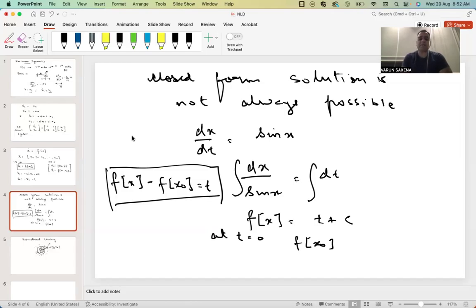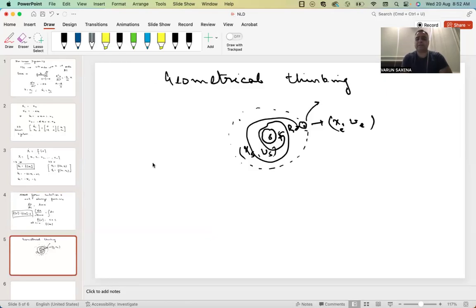But nonlinear dynamics tells us that we don't really need to find the solutions to understand the problem in hand. So what we encourage in nonlinear dynamics is some sort of a geometrical thinking. Let me illustrate that using a small example. Consider a two-body problem which comprises of sun around which Earth is revolving.